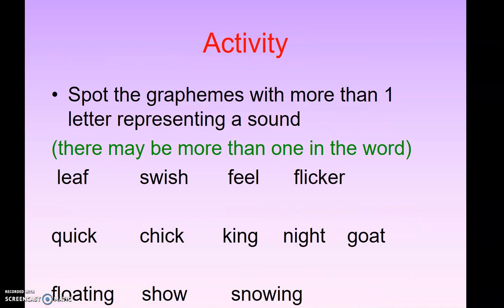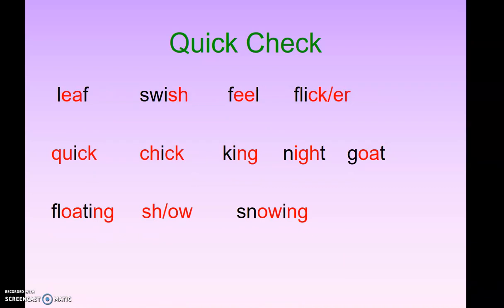I have another activity for you to have a go at now. Remember to press pause after I finish talking so that you can have a go at it. You've got to spot the graphemes with more than one letter representing a sound. So I'll do the first one for you. In leaf, the grapheme is the letters E and A, which make the ee sound. Press pause now and press continue when you're ready. Here are those graphemes for you now to check through.